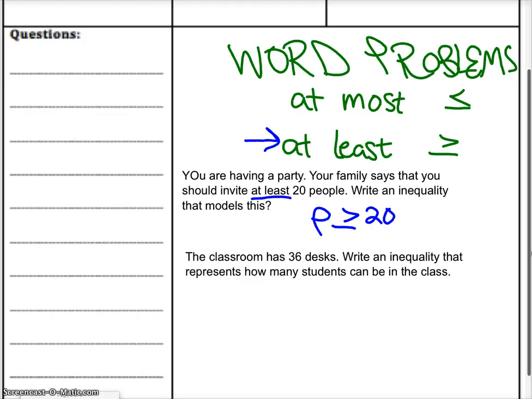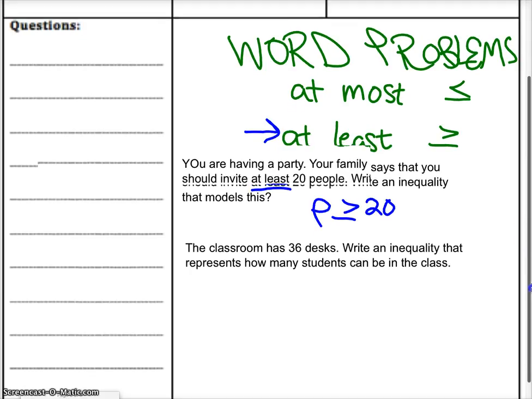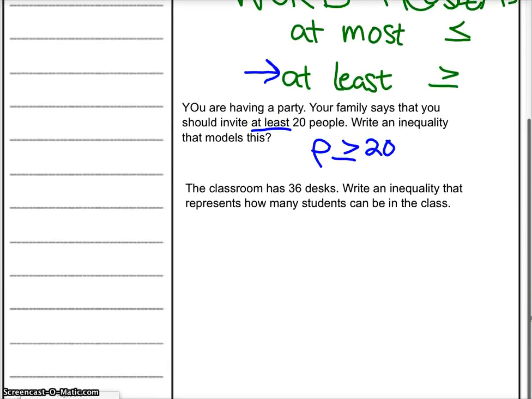This classroom has 36 desks. Write an inequality that represents how many students can be in my class. 36 is at most. That's the most kids I can have. So, is it less than 36 or greater than 36? I have to have less than or equal to 36 students. So my students have to be less than or equal to 36. Is that all we have to do? Yeah. Pretty easy.